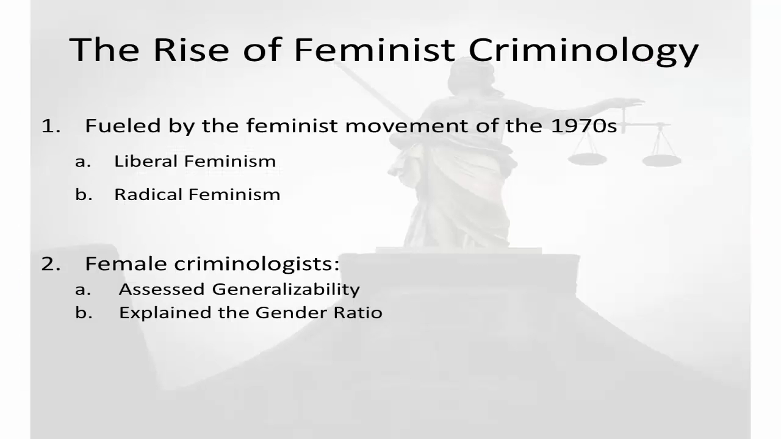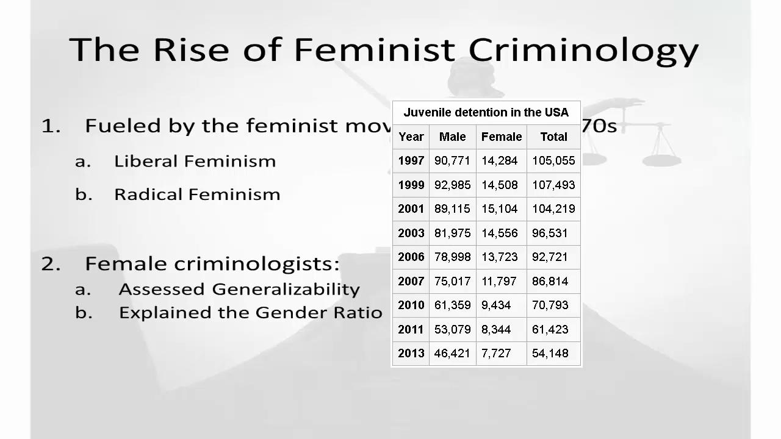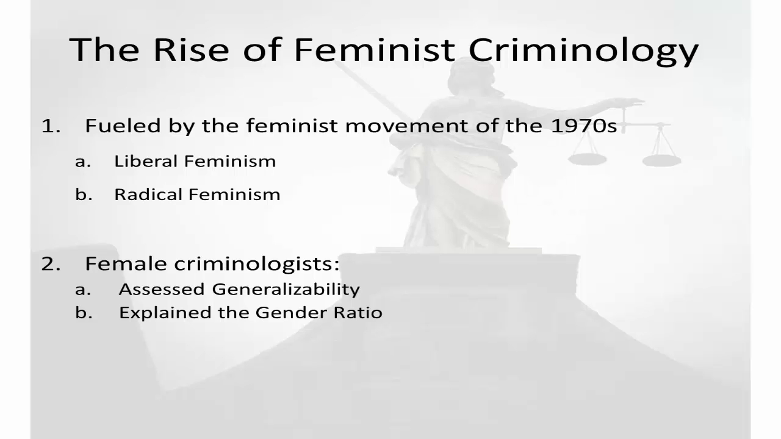So those feminist criminologists who are liberal feminists, they explain that some theories are generalizable and that the gender ratio is the result of sex role socialization. So the problem is rooted in how girls are socialized. For example, to be conforming, and that's why they commit less crime, while boys are socialized to be risk takers, and that is why they commit more crime.